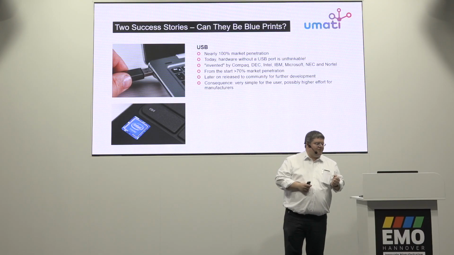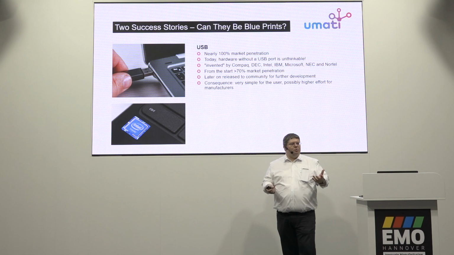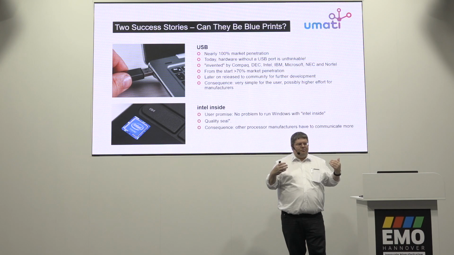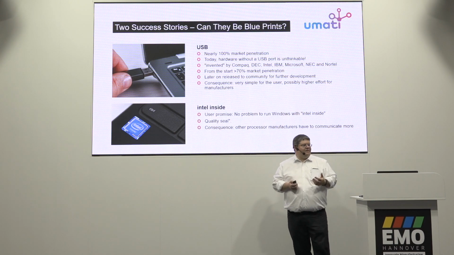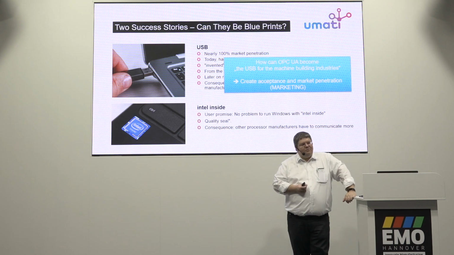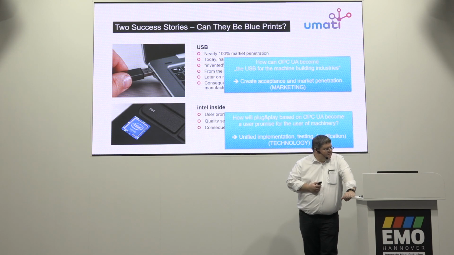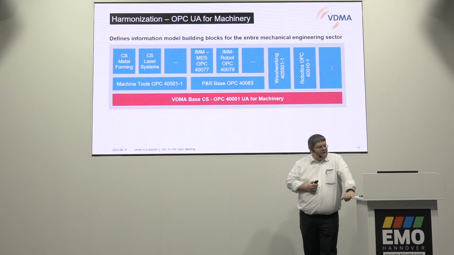The second example, when you buy a laptop computer and you have this small logo Intel inside, then you know Windows and the applications that I want to use will most likely be running. So it's a promise to the user, look for this label, and when you see this label, you can assume that the software people who developed software for you have done it so that it will be up and running on this device. So two questions come up. How can OPC UA become the USB flash drive for machine building industries? And the second question, which kind of performance promise can we derive from this?